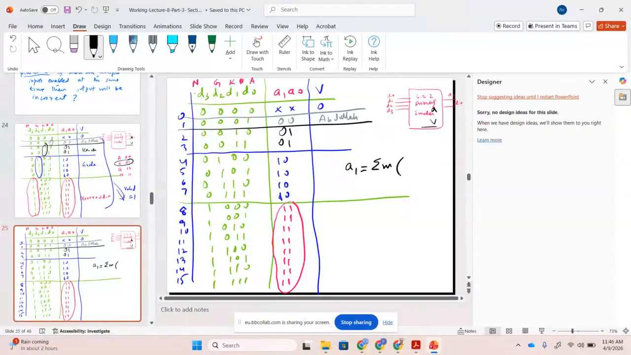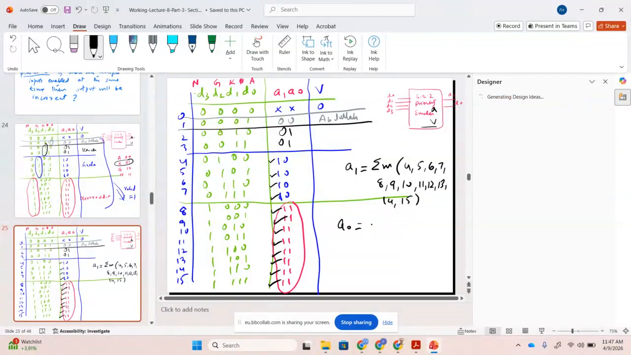A1 is sigma m of 4, 5, 6, 7, 8, 9, 10, 11, 12, 13, 14, 15. Do you understand? How can I express A0? Help me. Sigma m of what? 2, 3, and 8 to 15. Yes, 2, 3. So now we have A0.